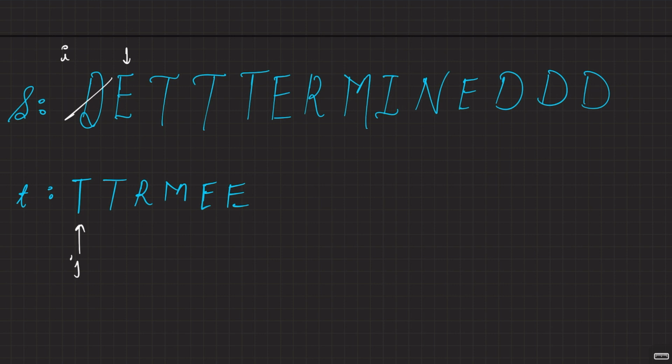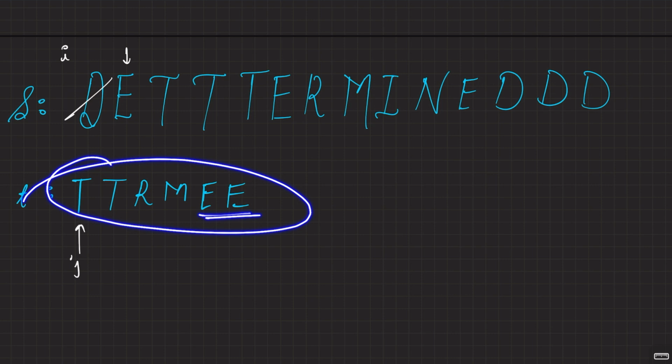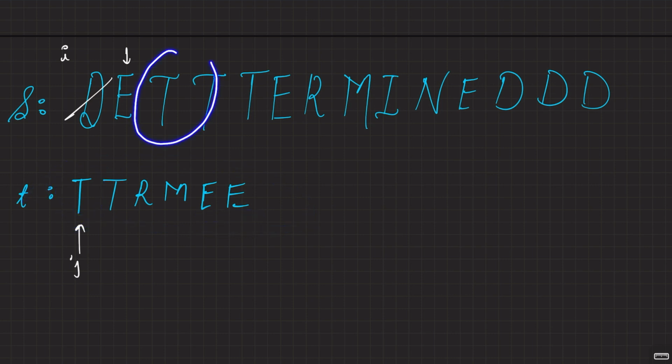Now, are E and T matching? No, E and T are not matching. Despite the fact these E's are here, I know my target word starts with T. So unless a T comes, I cannot do anything, right? This E has to be removed. Okay, fine. So this E is also removed. This E is also removed.